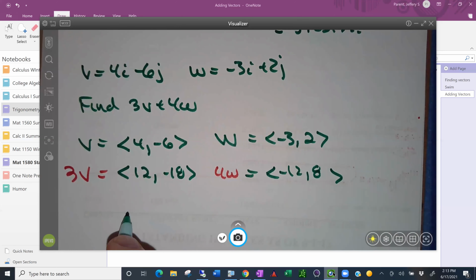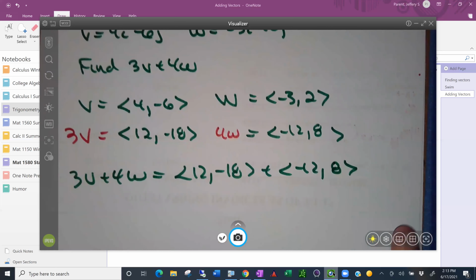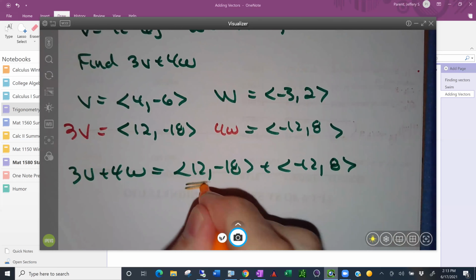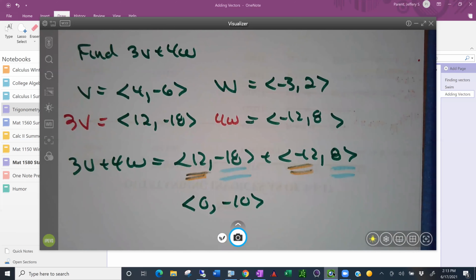And now all I need to do is add 3v plus 4w. So 3v plus 4w is going to be 12, -18 plus -12 and 8. The nice thing about adding vectors here is you're just going to add component-wise. So I'll add those two together, and I'll add these two together. And I'll end up with 0, -10 for my answer. So that's the mechanics of vector addition.